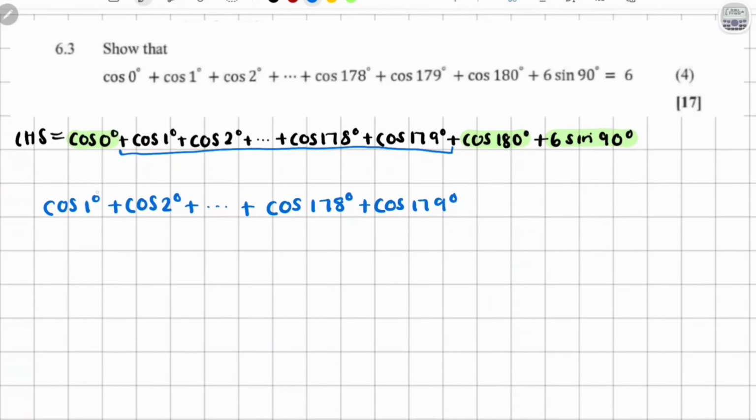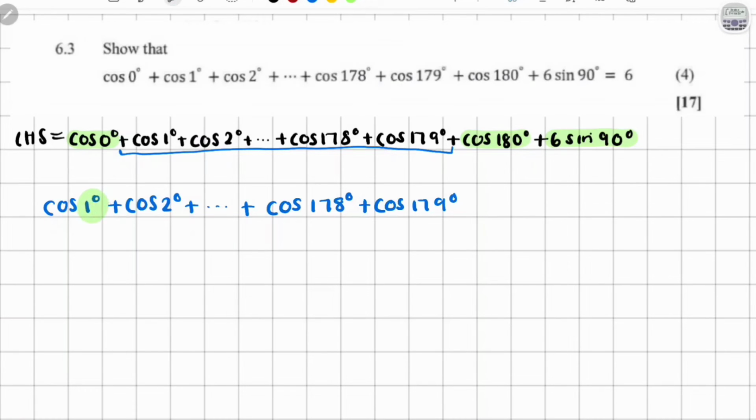Okay, so this is what we have, right? Cos 1 all the way to cos 179 degrees. Okay, so let's think about how we can rewrite cos of 1. I see how cos of 1 can end up looking like 179 degrees. Do you notice these numbers?